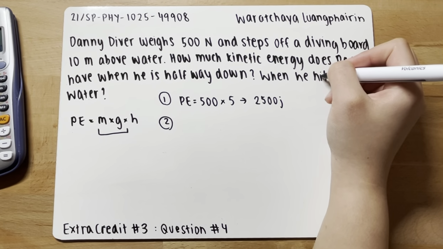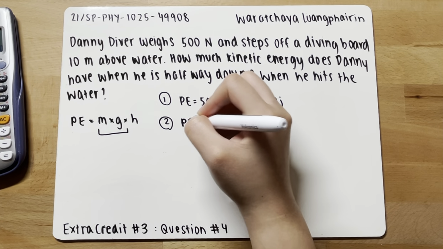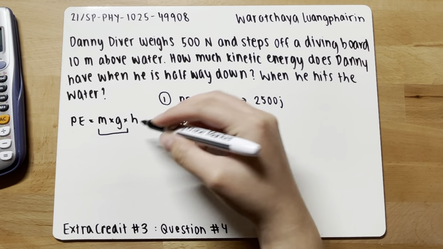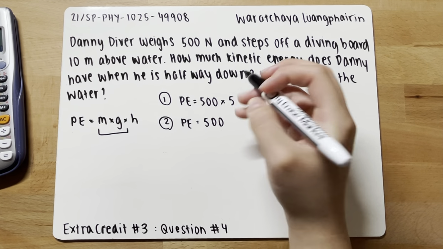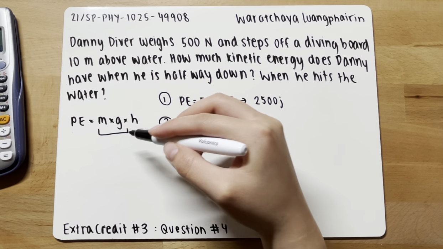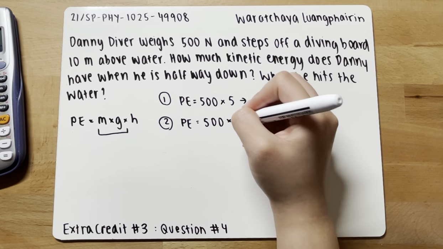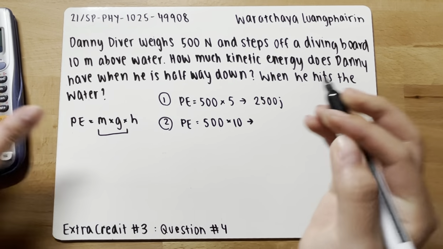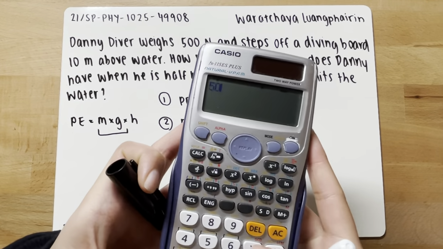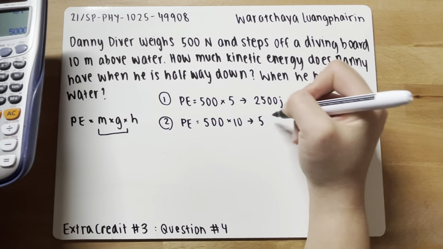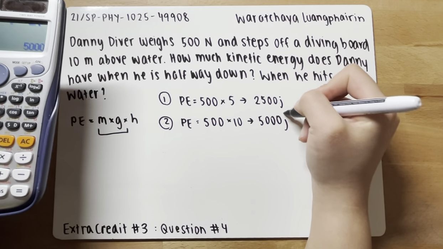Next part, it asks, how much energy does Danny have when he hits the water? Okay, so now instead of 5, we are going to use 10. So 500, which is his mass times the acceleration, because 500 newtons, times 10. Plug that into a calculator, you should get 5,000. There we go. 5,000 joules.